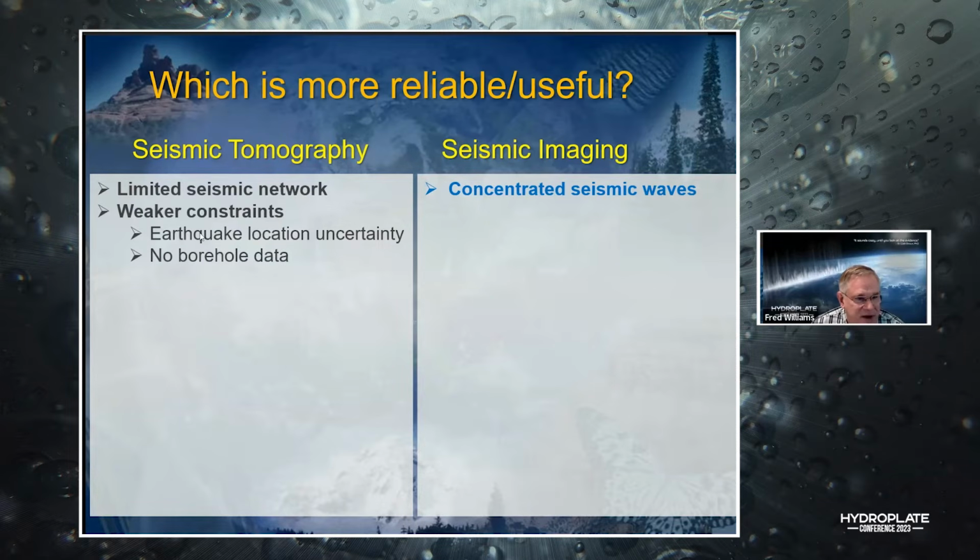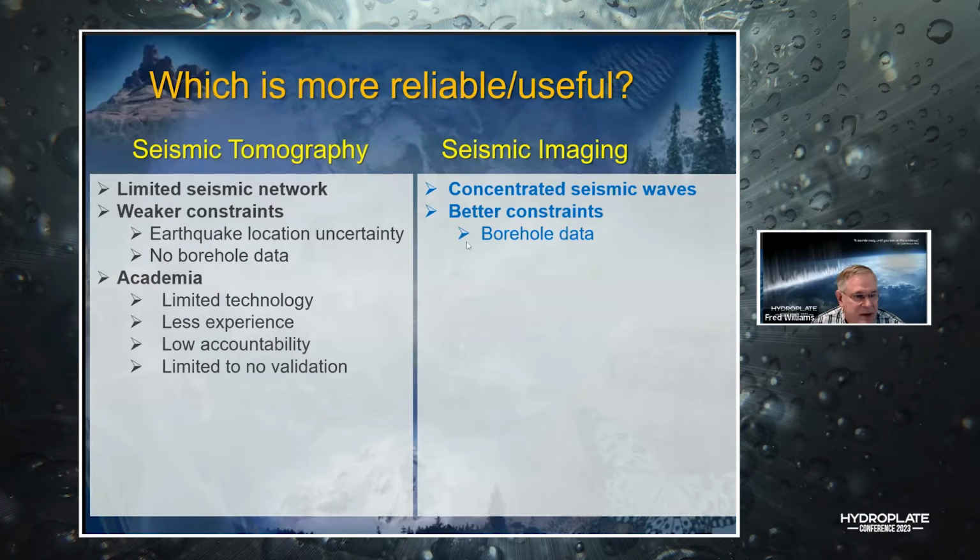So seismic tomography has fewer constraints. There's not a lot. The earthquake location, there's uncertainty there. And most of the time, rarely do they have any borehole data to try to use as a feedback mechanism to improve their constraints. Seismic imaging does have better constraints.